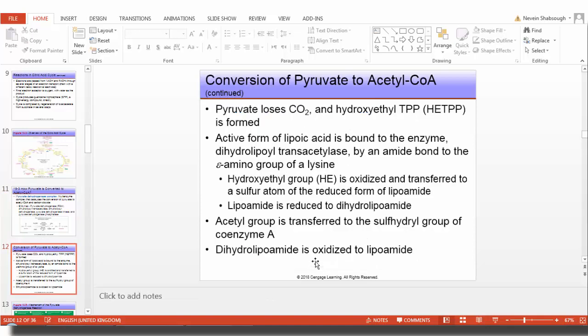Now, pyruvate first loses CO2, and hydroxyethyl TPP is formed. Then the active form of lipoic acid is bound to the enzyme dihydrolipoyl transacetylase by an amide bond to the epsilon amino group of lysine. Then this hydroxyethyl group is oxidized and transferred to a sulfur atom of the oxidized form of lipoamide, which is then reduced to dihydrolipoamide. The acetyl group is transferred to the sulfhydryl of coenzyme A, and then the dihydrolipoamide is oxidized to lipoamide.